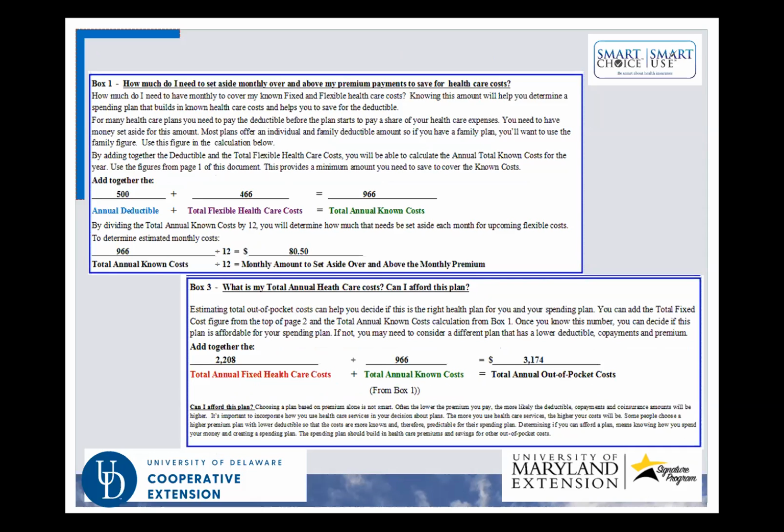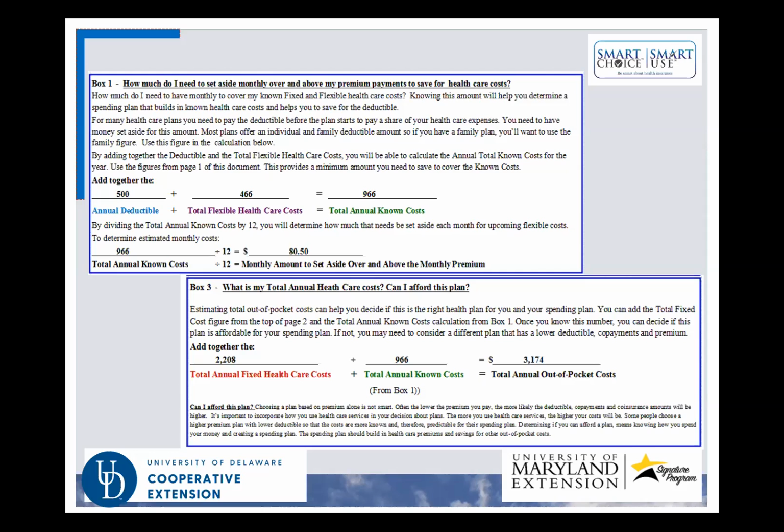Here is how it adds up for Perry and his family. The deductible was $500, the flexible healthcare cost was $466, total annual known costs is $966. Divide that by 12, and Perry should be setting aside about $80.50 extra a month over what he's been paying in premiums to make sure there is money to cover those doctor visits, copays, etc. and the deductible.